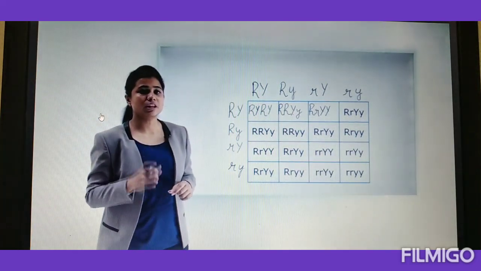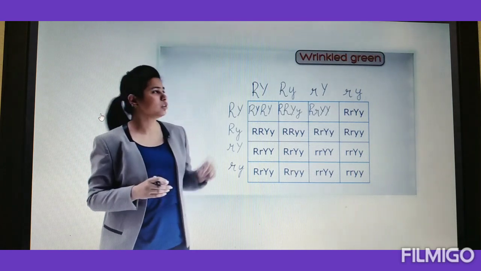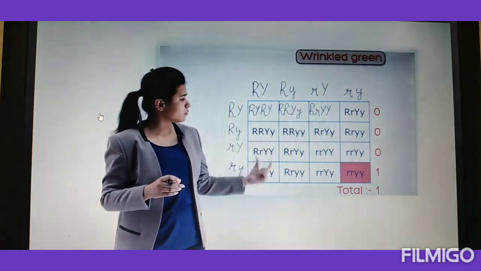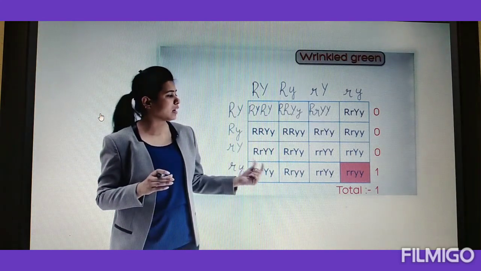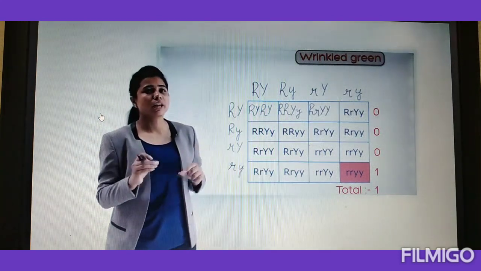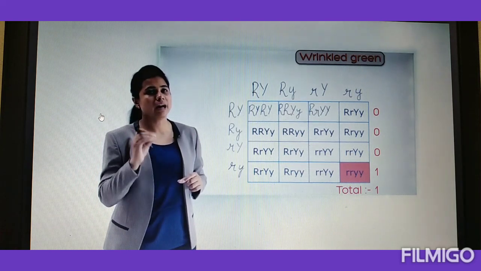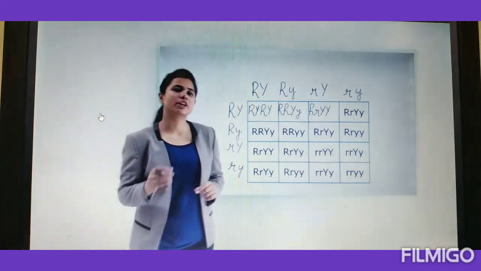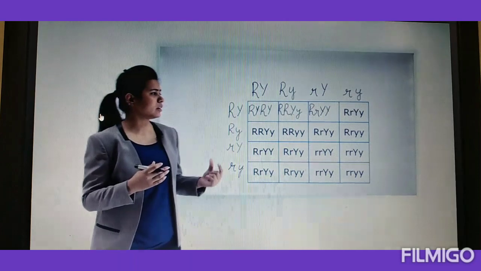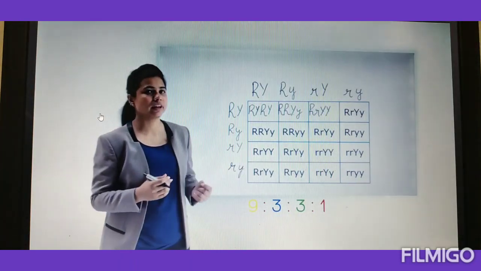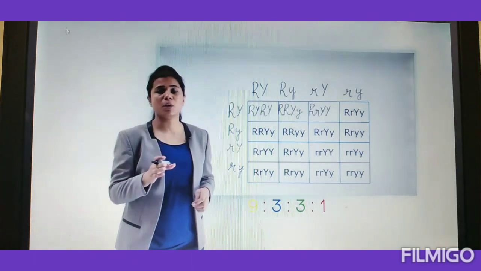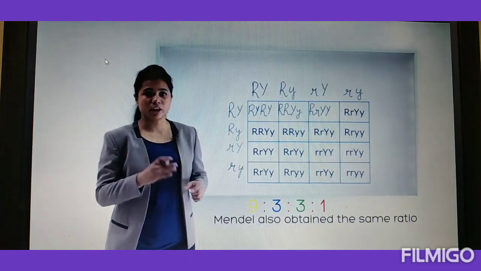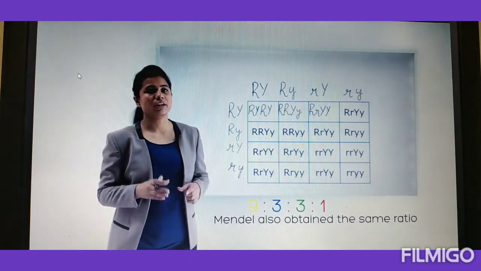Finally, when we look at the wrinkled and green seeds, you can see that in the fourth row, only in the last cell, we have both the small r's and both the small y's. So there is only 1 wrinkled and green. So the ratio of the progenies which will be obtained here is 9:3:3:1. If we look at the observation which Mendel obtained, he also got the ratio of 9:3:3:1.